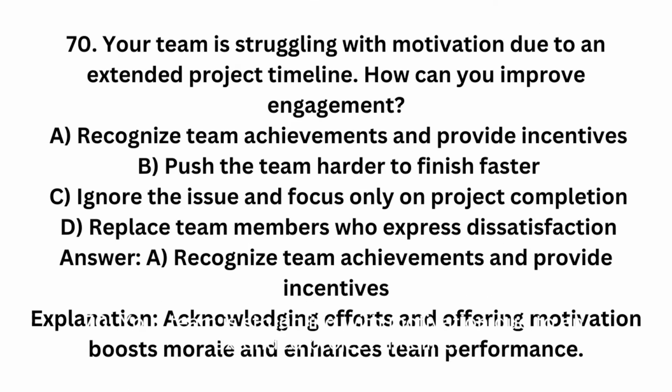70. Your team is struggling with motivation due to an extended project timeline. How can you improve engagement? A. Recognize team achievements and provide incentives. B. Push the team harder to finish faster. C. Ignore the issue and focus only on project completion. D. Replace team members who express dissatisfaction.